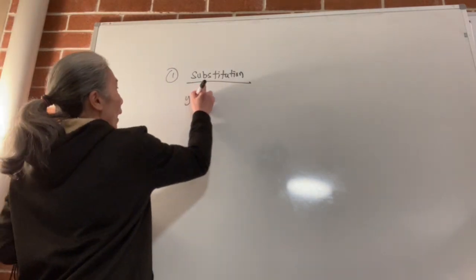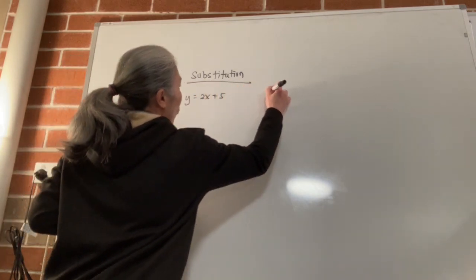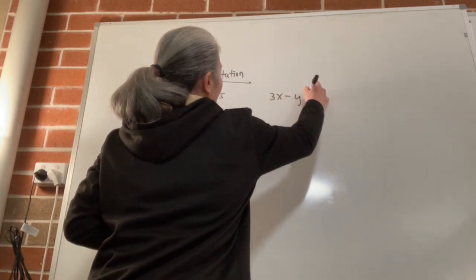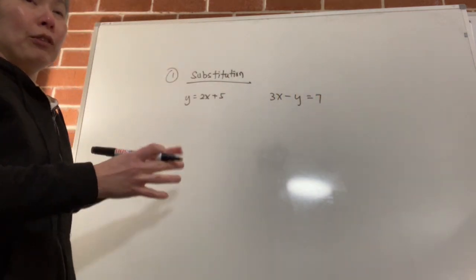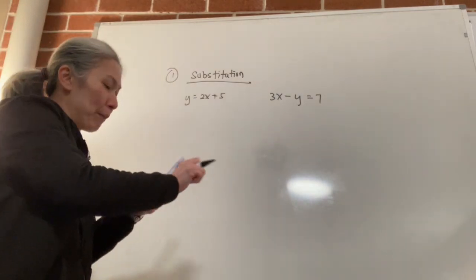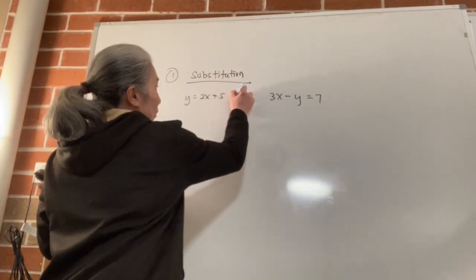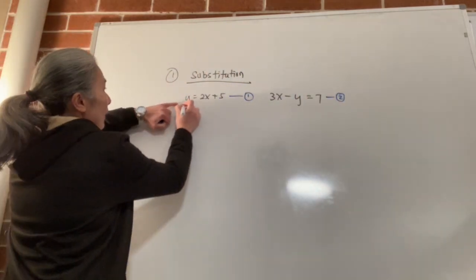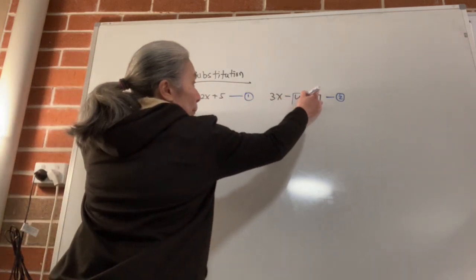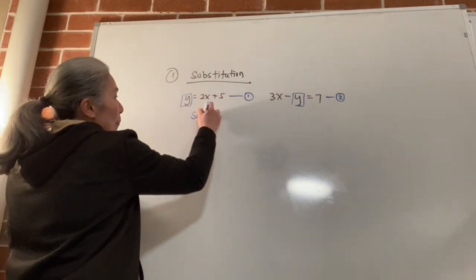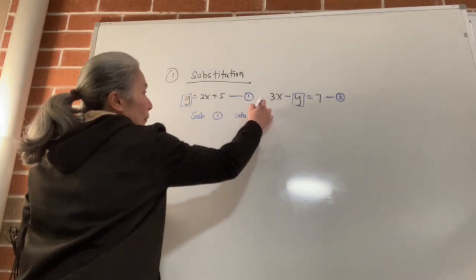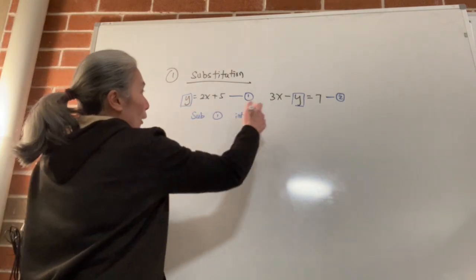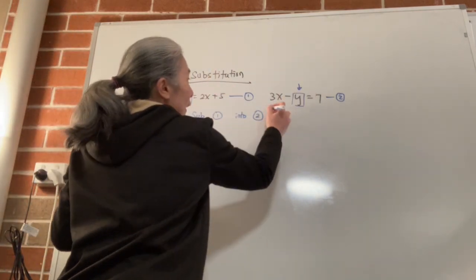So if I have an equation y equal to 2x plus 5, and 3x minus y equal to 7, what you start with is you need to label the equations. So you label this one as equation 1, this one as equation 2. Then you can see that I can replace, or sub, this term into here. So I'm going to write here: sub 1 into 2. You are trying to find out what can I put in. If you put it in, that means you are going to write this term in here.